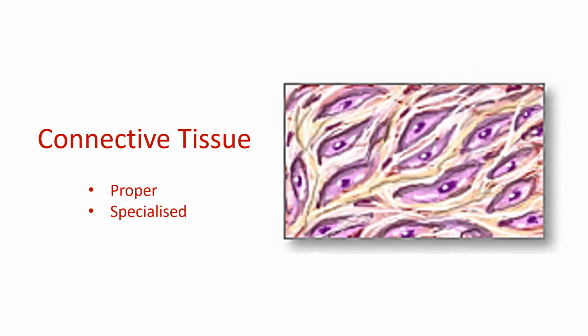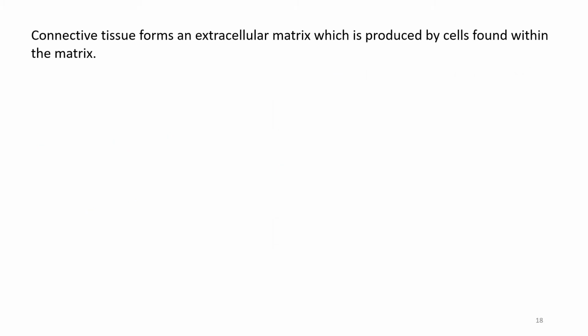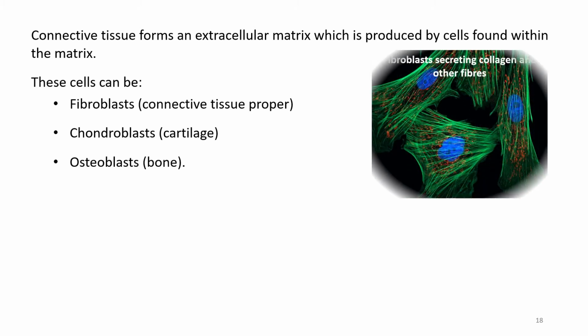And then we have specialized connective tissues. So connective tissue, particularly proper connective tissue, forms an extracellular matrix. And this extracellular matrix is then produced by cells that are found within that matrix. So in terms of different types of connective tissue, we have different cells that produce it.